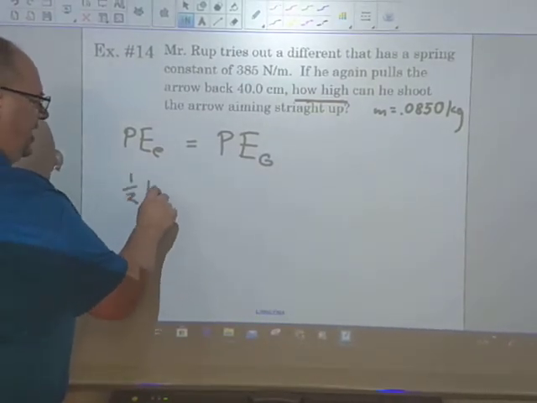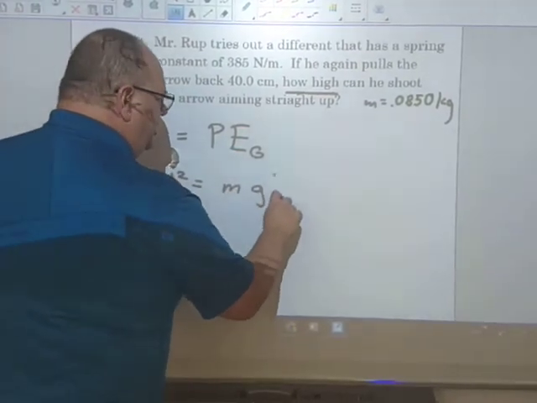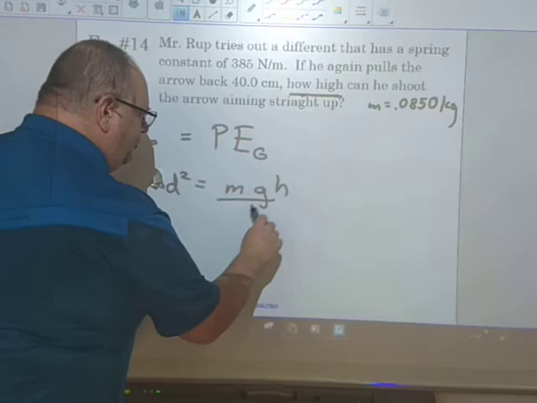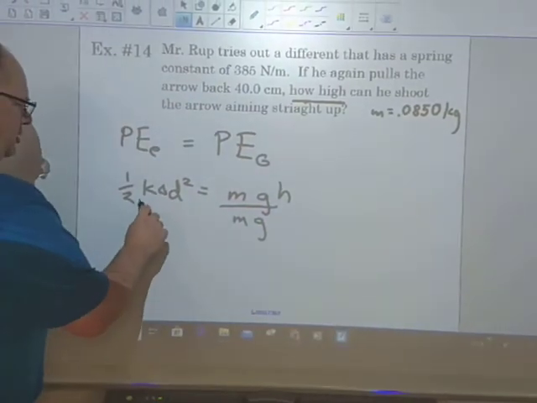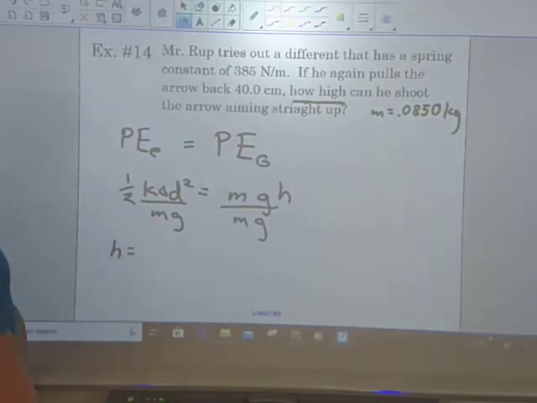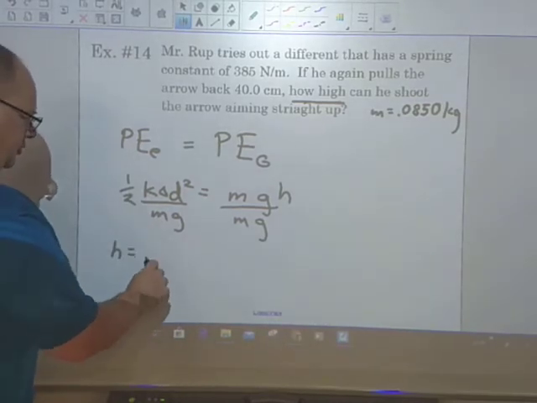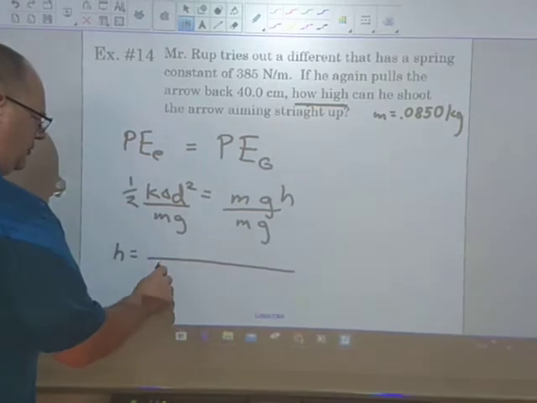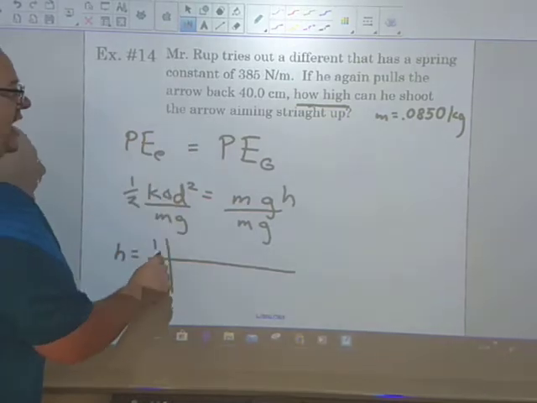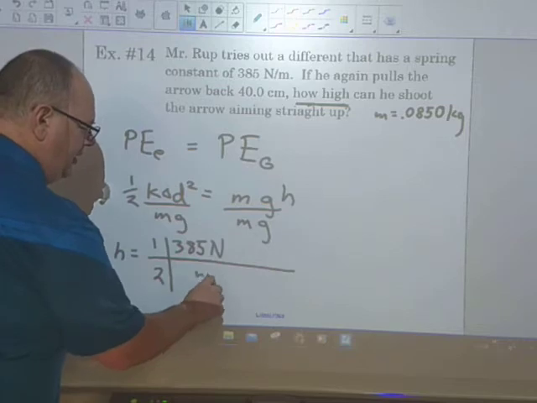One-half k delta x squared equals mgh. I'm looking for how high, so I'm going to divide both sides by mg, so h equals, all right, k, well, let's draw this all out. One-half, the 2 is on the bottom. The k is 385 newtons per meter.